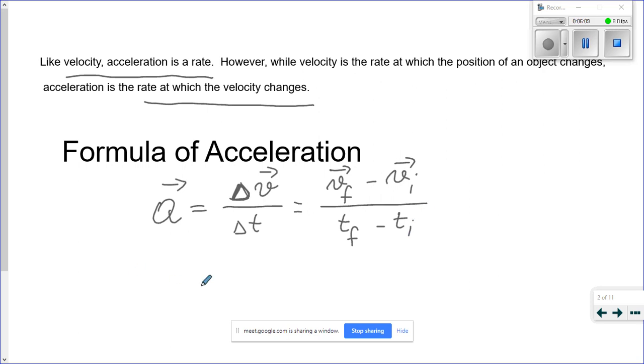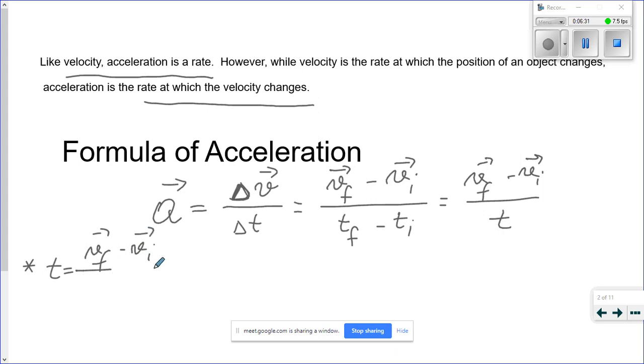From this formula, if we just say V final minus V initial over the time that this change is happening, from here we can get that time is equal to V final minus V initial over acceleration. Or if we are looking for V final, I want you to tell me what that will be. And if you are looking for V initial, I want you to work in your notebook and tell me what it is. Yes, V final is acceleration times time plus V initial.